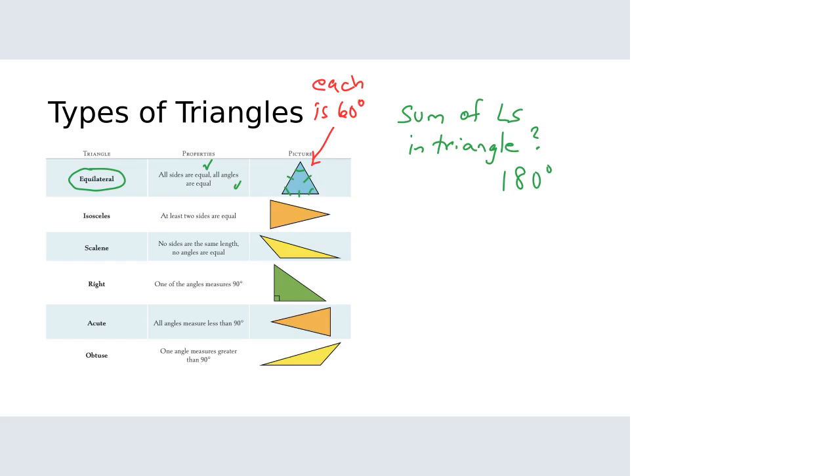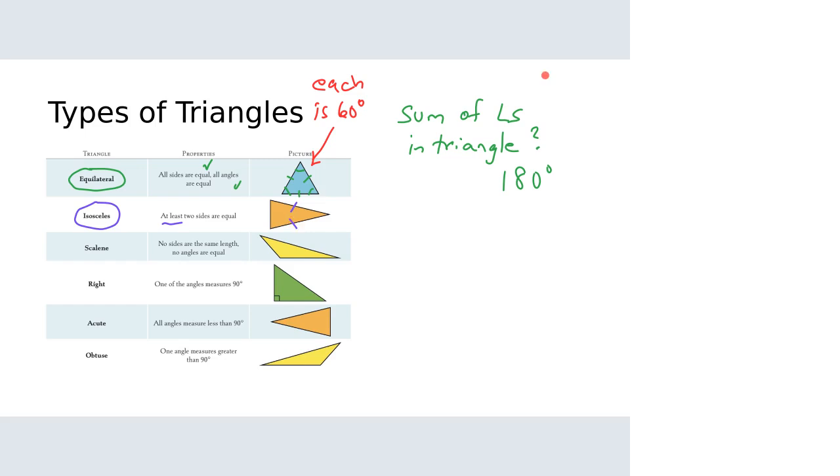The next type of triangle we're going to talk about is isosceles. In an isosceles triangle, at least two sides are equal. At least, really important. We saw the difference between at least and exactly when we did binomial probability, and at least comes up again here. At least two sides are equal, and in this particular triangle, it would be those two. And so if I have at least two sides equal, I have an isosceles triangle.